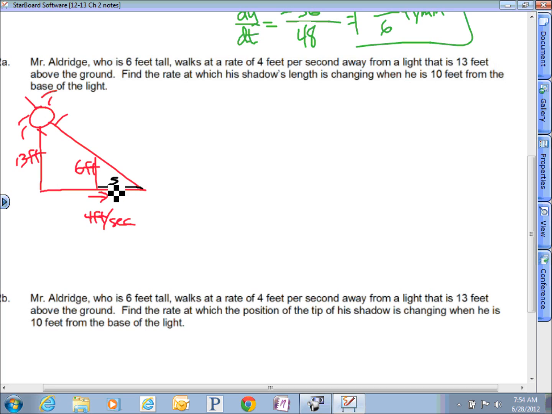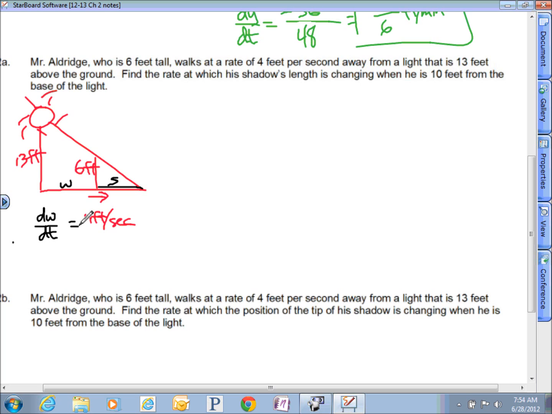So let's call it S for shadow. Find the rate at which his shadow's length is changing when he's 10 feet from the base of the light. So when we take our picture, he's 10 feet away. Is this 4 feet per second the rate of change of the shadow? No, it's not. That's how fast he's walking. So I'm going to call this W right here, and I'm going to say dW/dt is 4 feet per second.